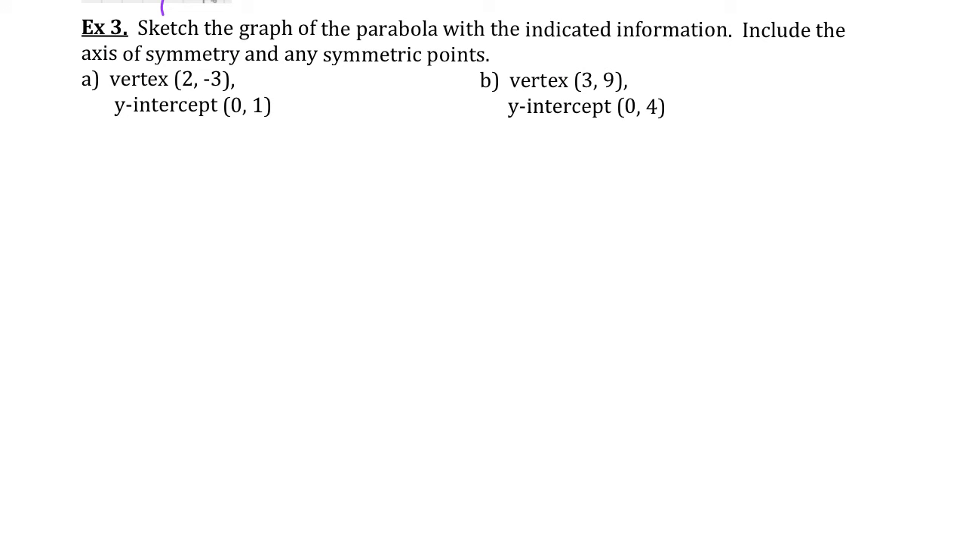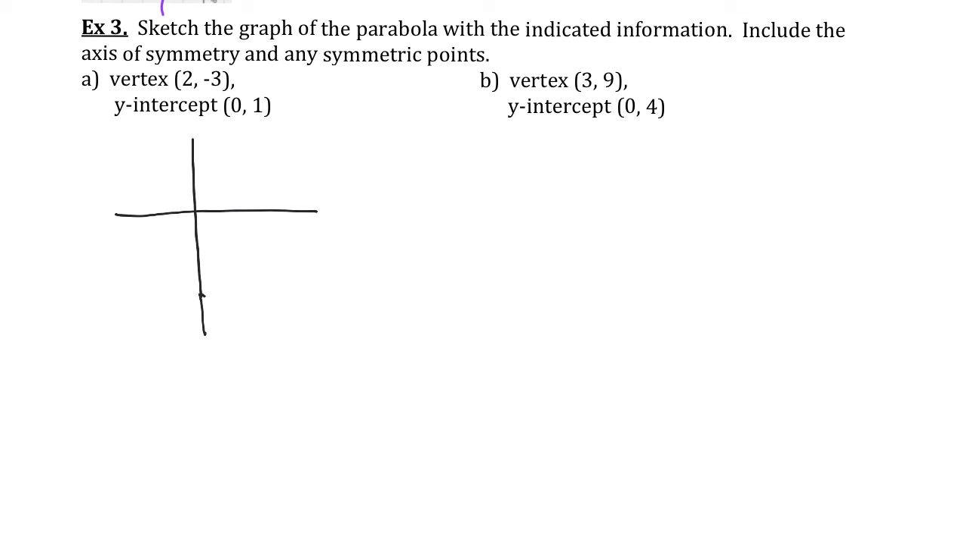Okay, the last thing we're going to do is sketch the graph of a parabola using the indicated information and what we know about the vocabulary. Okay, so I'm going to graph the parabola. I'm going to include the axis of symmetry and any symmetric points. I will show you what symmetric points means, but these are sketches, so I don't have graph paper, and it's okay if you don't either because we're going to label the points.